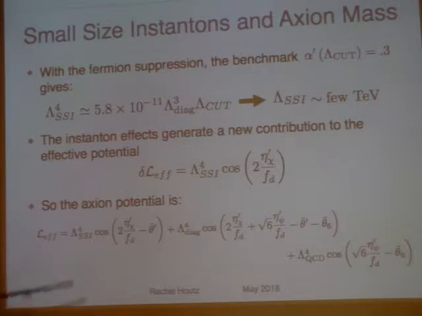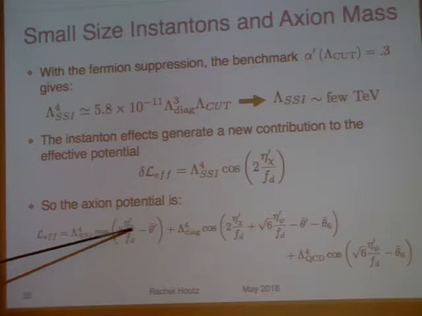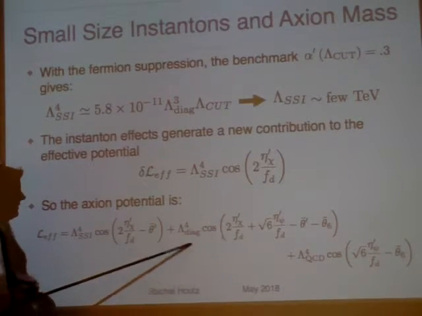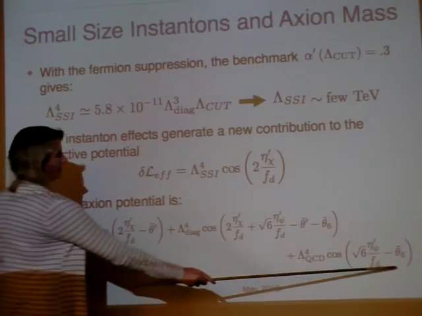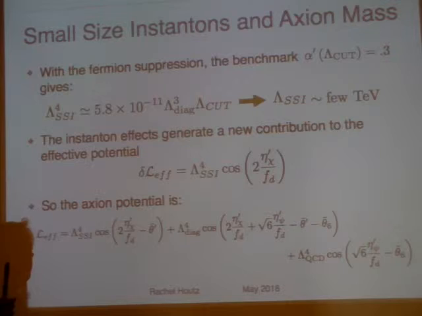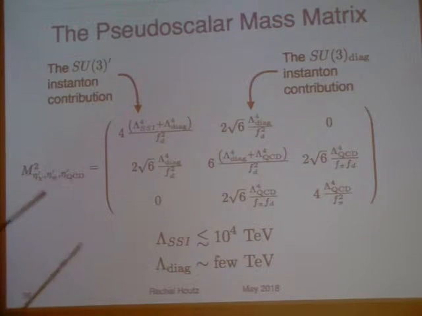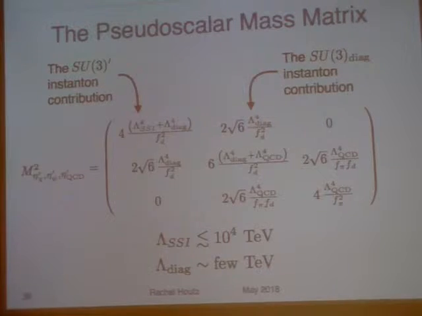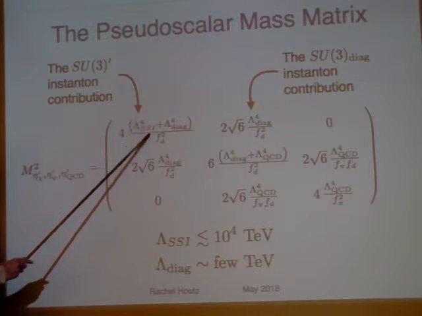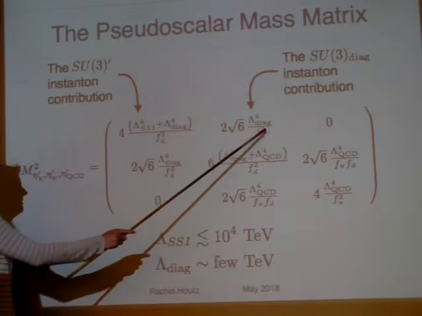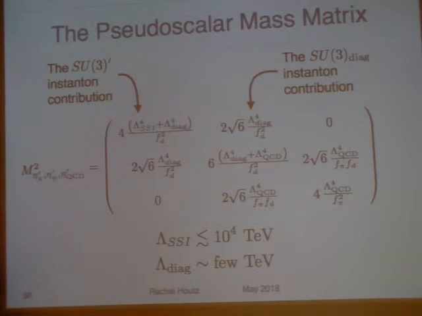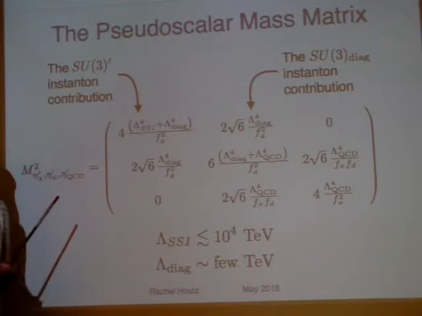And so for the full axion potential, we have a potential that affects eta prime pi and theta prime bar from lambda SSI. We have the lambda diagonal confinement contribution, and then we have QCD, which is talking to eta prime psi and then theta 6. So we can write down this pseudoscalar mass matrix and diagonalize it to get mass eigenstates. The instanton contribution sits here, only talking to one corner. The confinement contributions talk here and here, and then QCD talks here. And remember, lambda SSI is a few TeV, and you can get as high as 10 to the fourth, and lambda diagonal we require to be a few TeV.